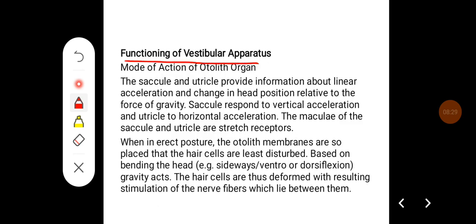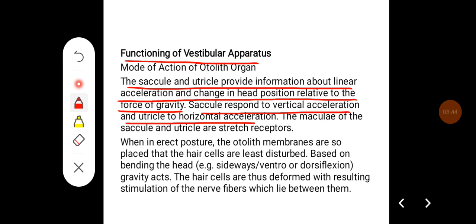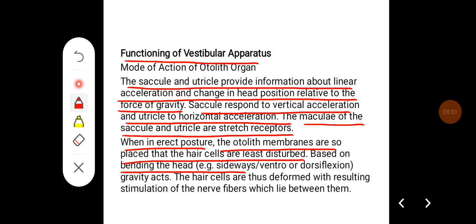Functioning of vestibular apparatus, the mode of action of otolith organ. The saccule and utricle provide information about linear acceleration and change in the head position relative to the force of gravity. Saccule responds to vertical acceleration and utricle to horizontal acceleration. The macula of the saccule and utricle are the stretch receptors. When in erect posture, the otolith membranes are so placed that hair cells are least disturbed. Based on the bending of the head, that is sideways or ventroflexion or dorsiflexion, the gravity acts. The hair cells thus deform, resulting in stimulation of the nerve fibers which lie between them.